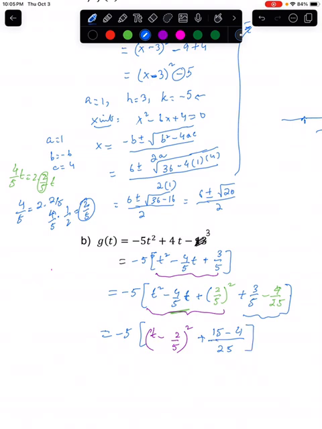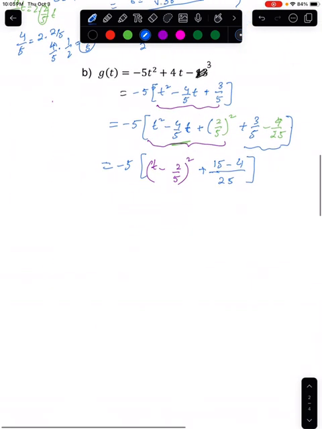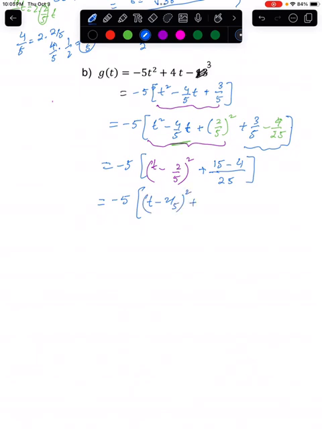So this is equal to negative 5 bracket t minus 2 over 5 whole squared plus, so this gives me 11 over 25. Now we distribute the 5. So we get negative 5 times t minus 2 over 5 whole squared minus, when I multiply 11 over 25 by negative 5, because 5 goes into 25 five times, we are left with negative 1. So we get negative 11 over 5.